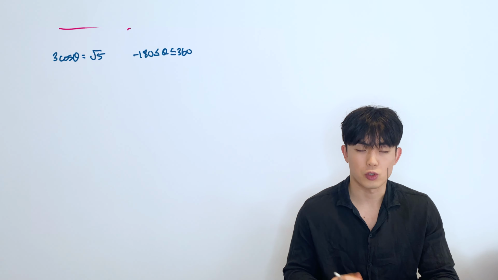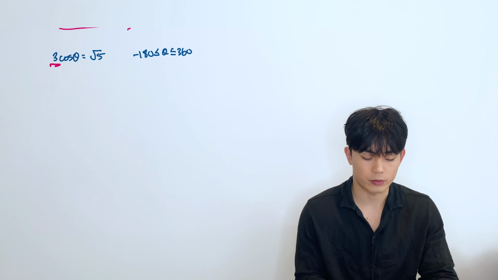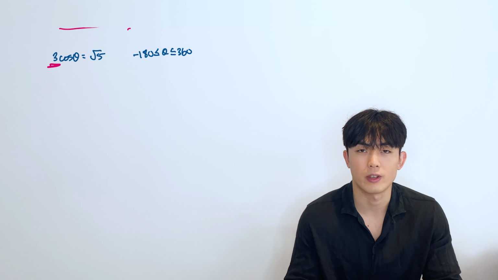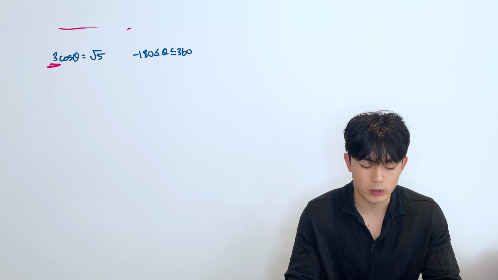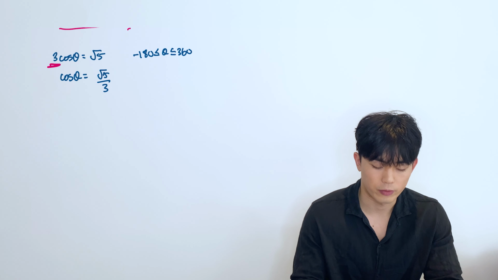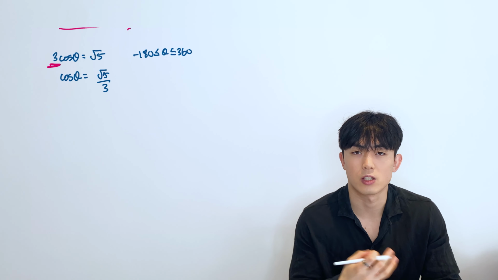So first things first, we have to use the calculator, but what you should notice is there's actually a 3 in front of this cos theta, right? And we can't immediately put it into the calculator. We can't do inverse cos straight away. What we have to do is divide by 3 first. We do cos theta is √5/3 first. So there can't be any values in front of our trig term.